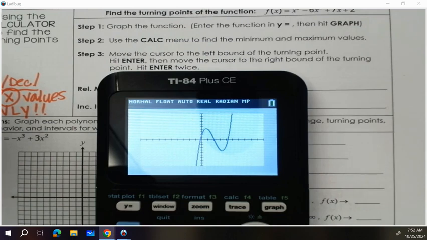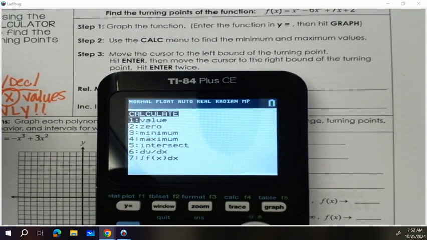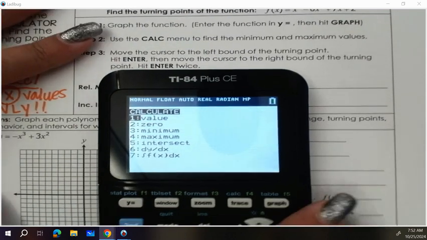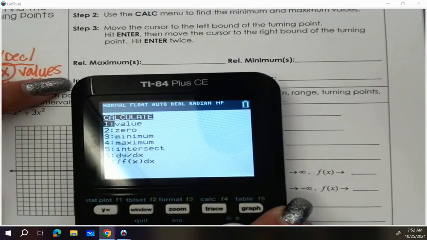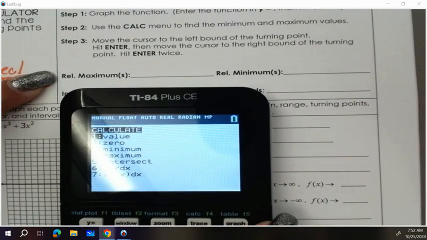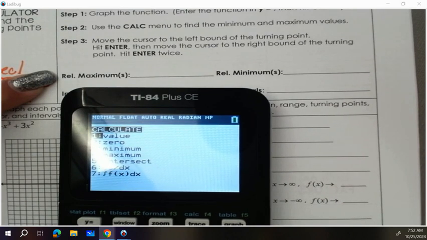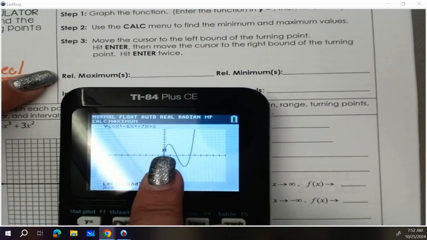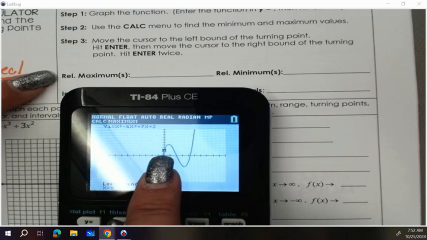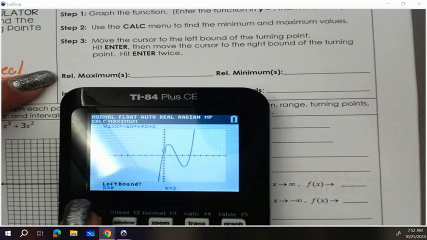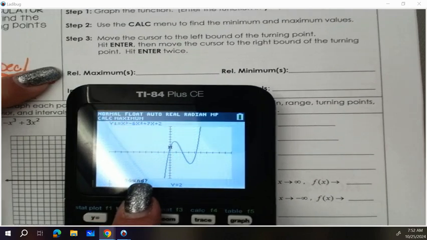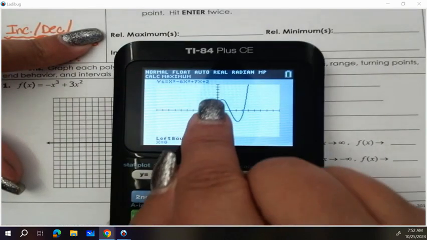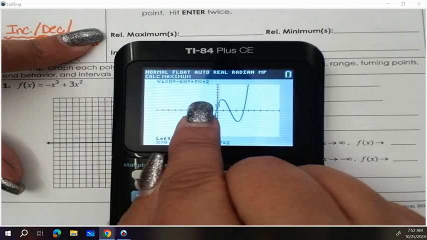So I'm going to go to second calc, and I want to find my relative maximum first. I went to second trace, which is calculate. I'm going to go down to maximum. Now there's a little flashing spider. It needs to be on the left side. See where it says left bound, down in the bottom corner of the screen? You need to be on the left side of your maximum.